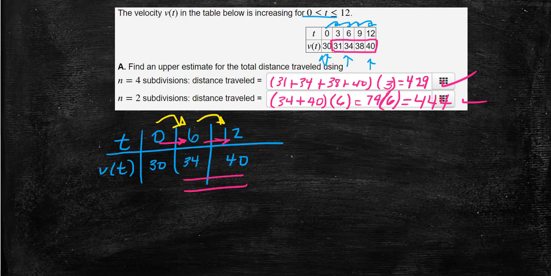And so then it asks you which is more accurate. Well, you're always going to have more accuracy when you have more subintervals.